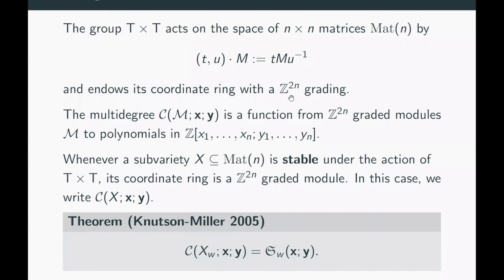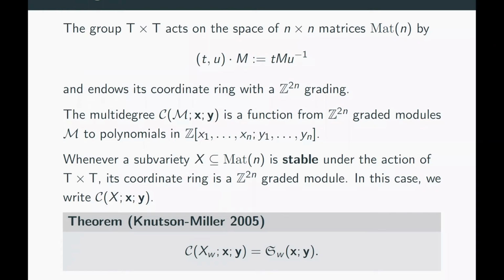And this turns the coordinate ring of the space of n by n matrices into a Z^2n graded ring. And so a multi-degree, this isn't really a definition, but just an idea of what this gadget is. It's a way of taking a graded module over this coordinate ring to a polynomial in x's and y's. And so whenever in particular you have a subvariety of this matrix space that's stable under this torus action, its coordinate ring is a Z^2n graded module. And so you can talk about the multi-degree of that variety.